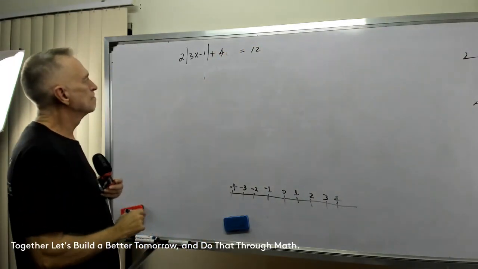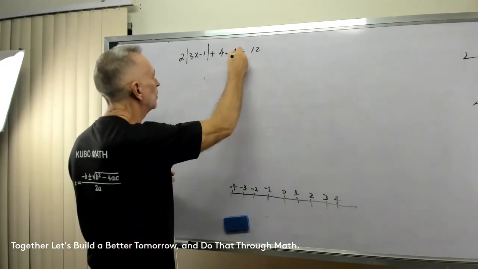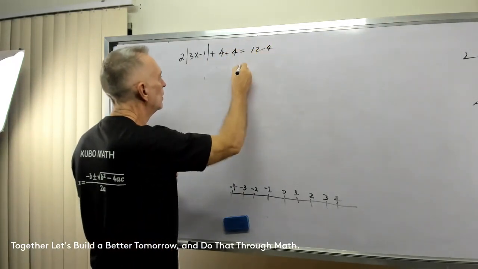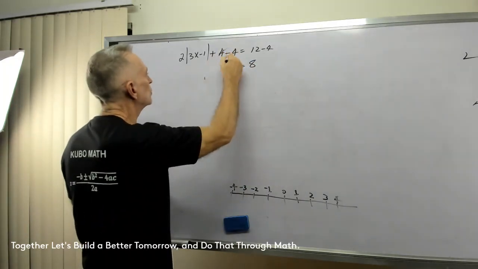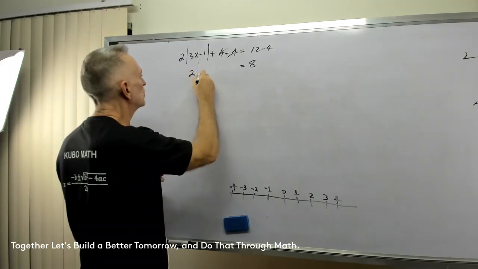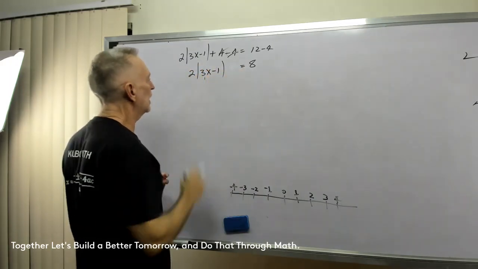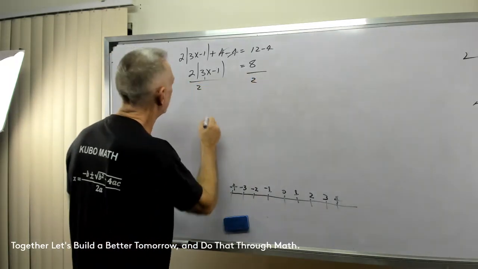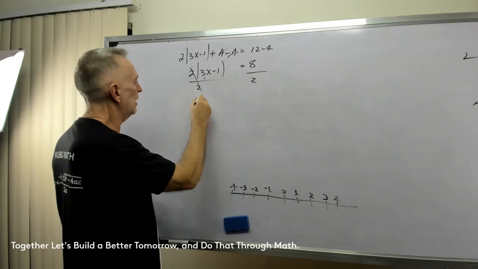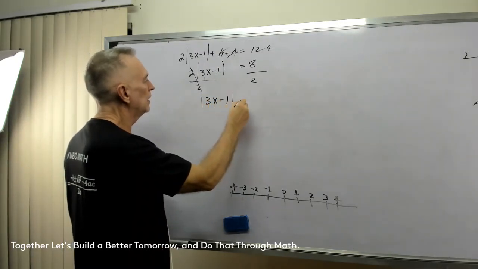Okay. Well, let's subtract the 4, get rid of it. So minus 4, 12 minus 4 equals 8. So those are gone. So I have 2 times the absolute value of 3x minus 1 equals 8. Now I'm going to divide both sides by 2. That cancels. So now I have the absolute value of 3x minus 1 equals 4.